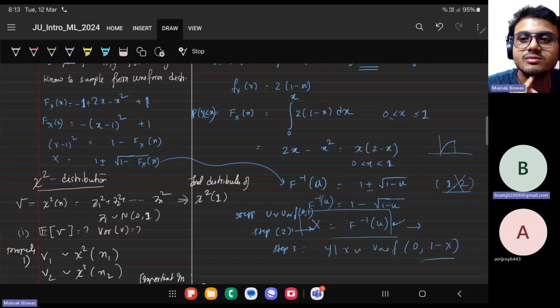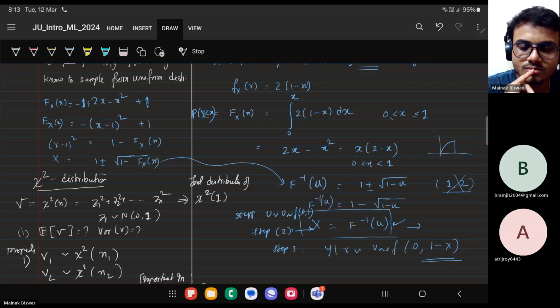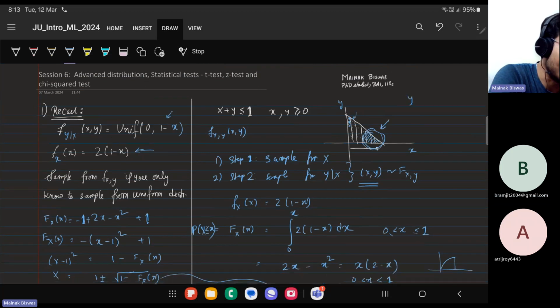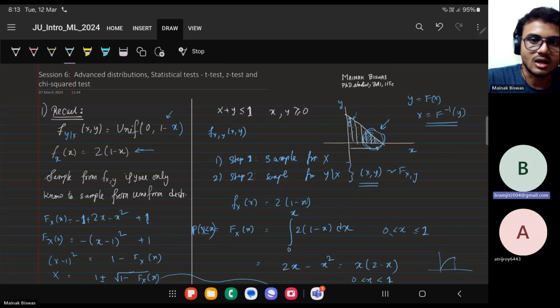There's something that is not clear. Yes, tell us. The expression 1 plus minus root of 1 minus Fx. Fx was the CDF of the uniform, right? So when I'm coming here and writing x as the f inverse of this function: when you have a function y equal to f of x, x is nothing but f inverse of y, right? Okay, yes, that is clear.